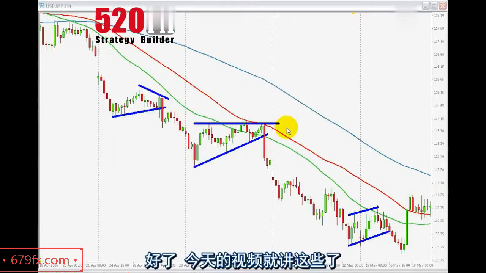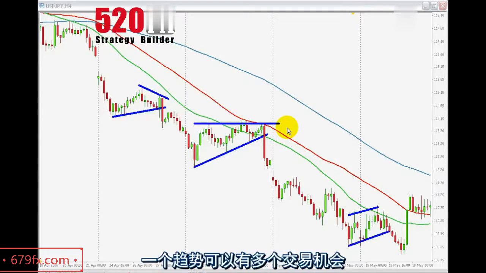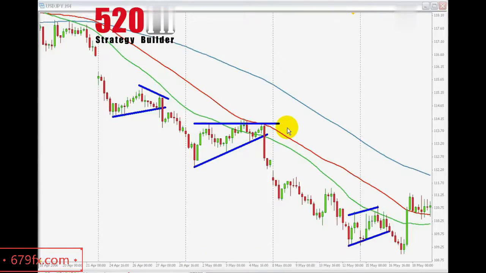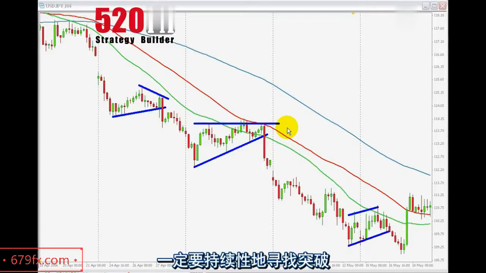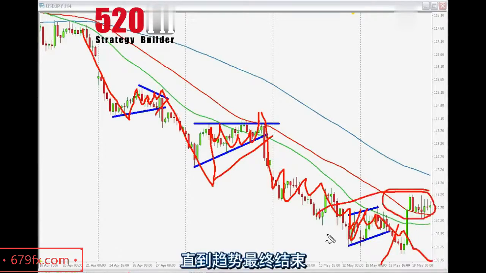Alright guys, that's all for this video. I just wanted to remark an important point of trend trading. A trend is usually valid for a few signals, a few trades. Keep on searching for breakouts, because it's very common to find a number of consecutive breakouts at the end of every swing down. It's a very common thing. Swing down, consolidation, breakout, swing down, consolidation, breakout, swing down, and so on and so forth until the trend is compromised.